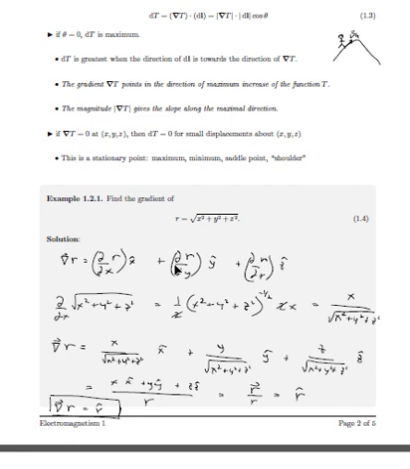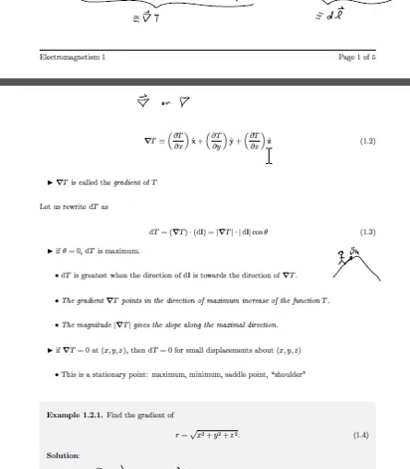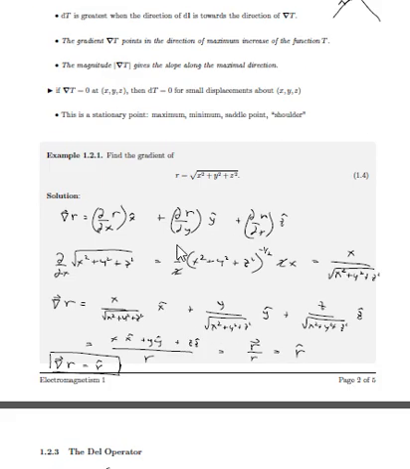Here, let us find the gradient of r, where r is a function of x, y, and z. If we take the gradient using this definition, we can have this solution. So the gradient of r is equal to partial of r with respect to x, x hat, partial of r with respect to y, y hat, and partial of r with respect to z, z hat.